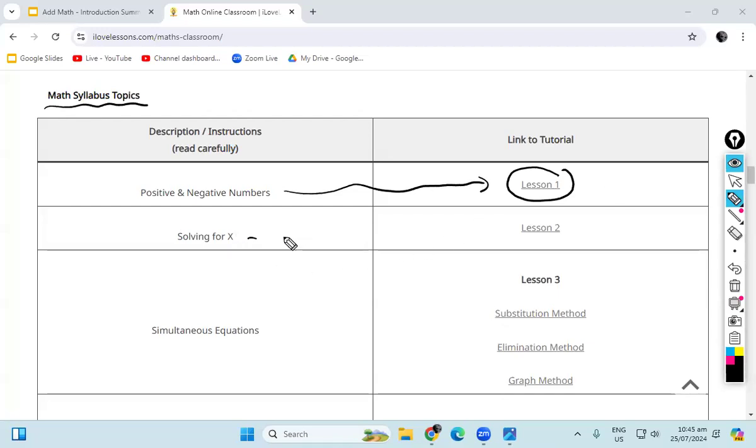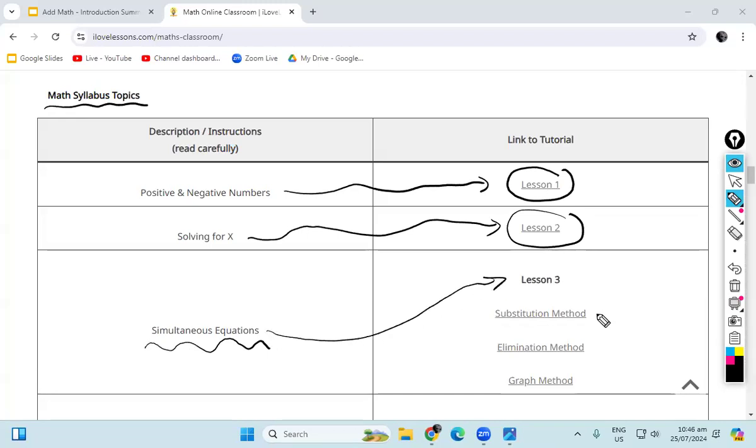If you don't understand solving for X, go through lesson 2. These are key things, right? I realize that in most cases, some people don't understand that 2 negatives don't always make a positive. These things here will clear up those issues. Look at this here now. Let's say you want more practice on simultaneous equations. Go to lesson 3. It has substitution method, elimination method. You might want to brush up on the substitution method and do some more videos and practice.